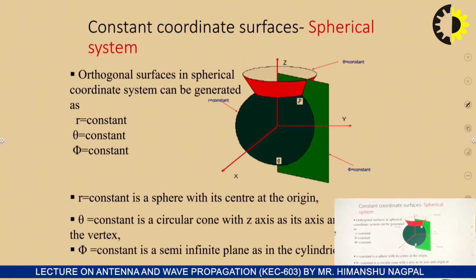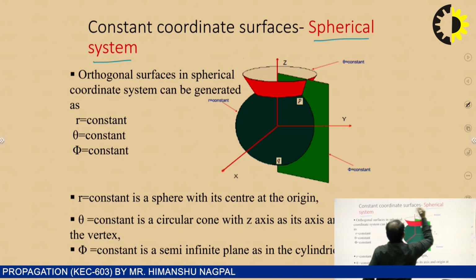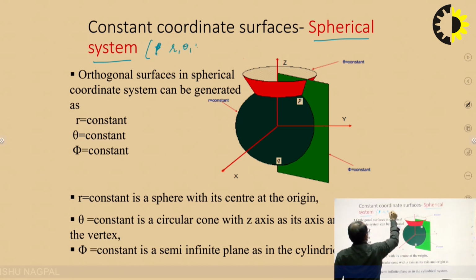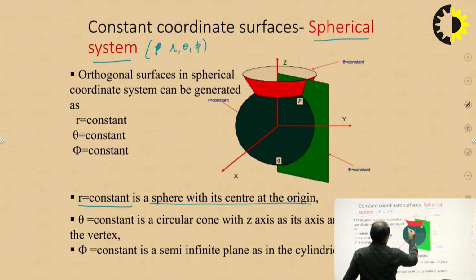Clear? Similarly, in the spherical coordinate system, r, theta, and phi. If r is constant, and theta and phi are the variables, a sphere with its center at the origin will form. Means this one.